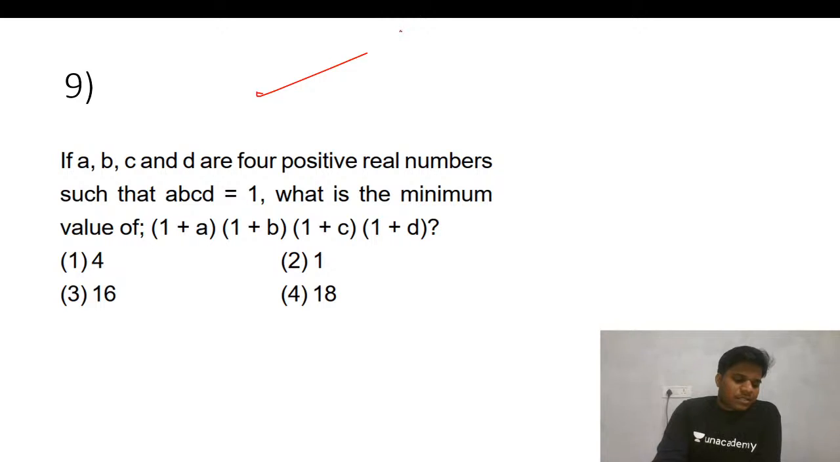Quickly, just let me answer. This is very simple. If a, b, c, d are 4 positive real numbers such that abcd equals 1, what is the minimum value of this thing?